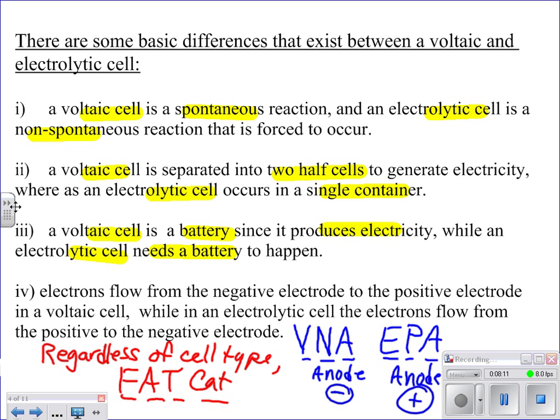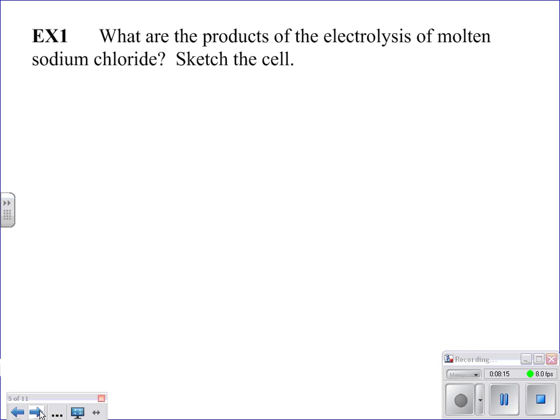So now let's go ahead and do one example where we've got a molten case, and we've really done a lot of this already with our examples. If it's molten sodium chloride, then we know that we're really just talking about NaCl, which is liquid. So in other words, those ions are free to move, so we've got sodium ions and chloride ions that we're going to have to deal with.